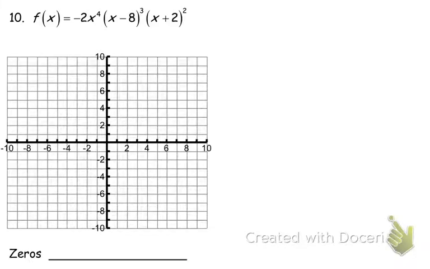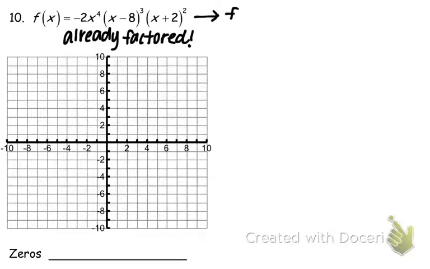So here we have number 10. Number 10 starts out a little bit differently because it's already factored, which is awesome. So now we can take our already factored form and right from there figure out our zeros and their multiplicities.